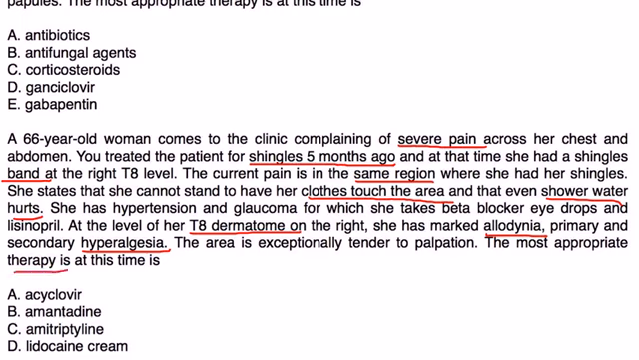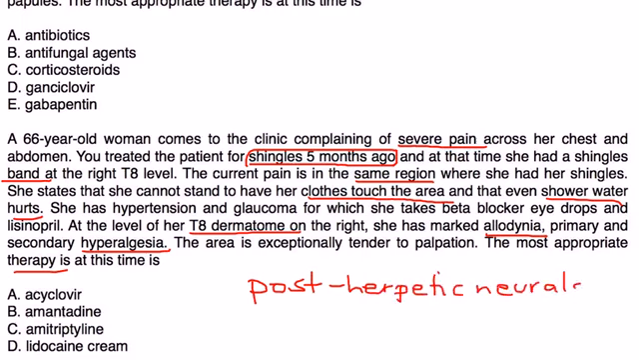Okay, well, this is an excellent question. She had shingles 5 months ago, and now she has post-herpetic neuralgia. And they talk about the allodynia. Allodynia, of course, is just a situation where even non-painful stimuli are causing pain. So that's described here with this clothes touching the area and the shower water also touching the area.